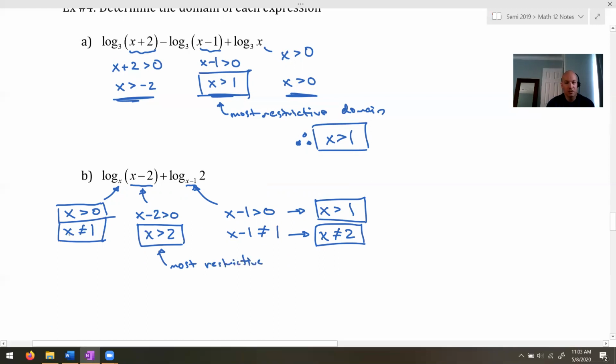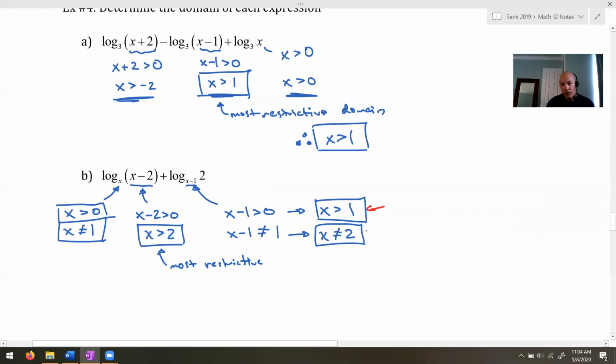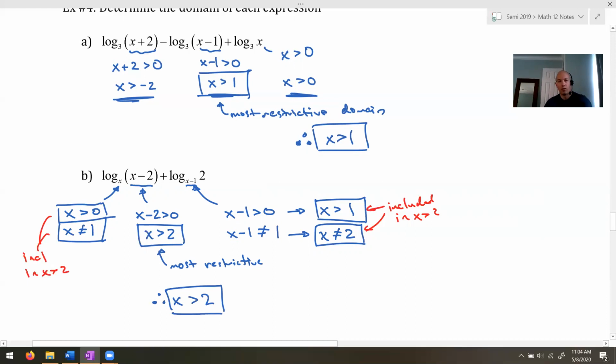And I also need to consider x is not allowed to be equal to 1 and x is not allowed to be equal to 2. But it turns out that if I'm saying x is bigger than 2, then these are already included. All of these here are included in x is greater than 2. So are these. Same thing, these are included in x is greater than 2. So therefore, overall, it's fine if I just say all values of x are bigger than 2. That will cover all my cases.